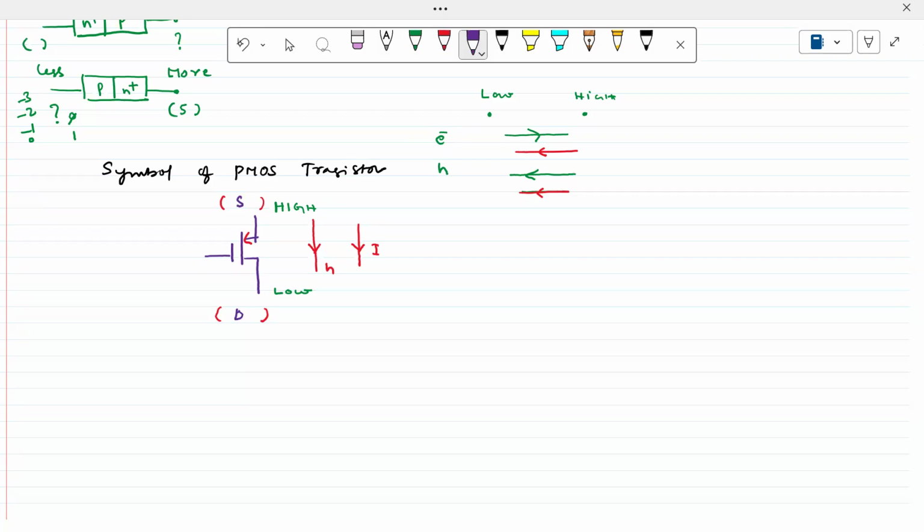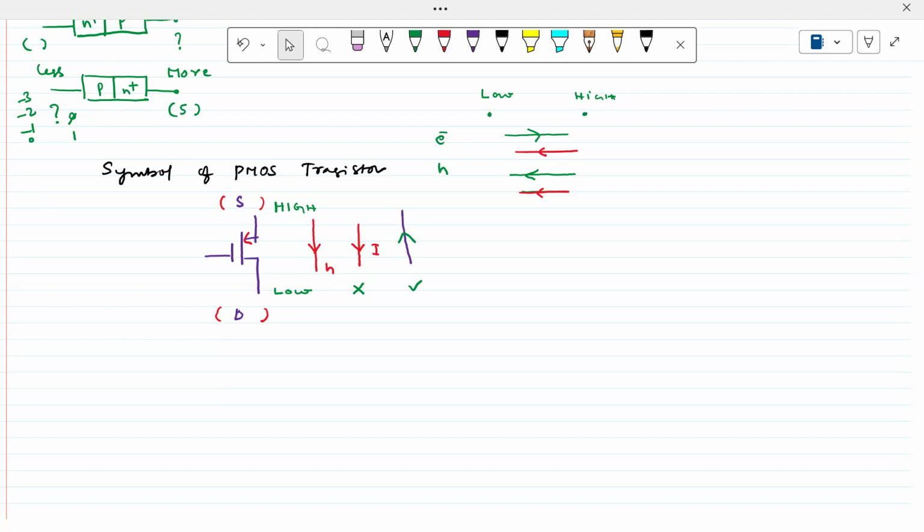For example, if I ask you, the current direction is opposite, for example. Just I say that the current direction is opposite. I've given something like this. Not this one, I'm giving in this way. Then can you please tell me what would be the source? What would be the drain? PMOS I have given, current direction I have given, and I'm asking you what is the source, what is the drain?